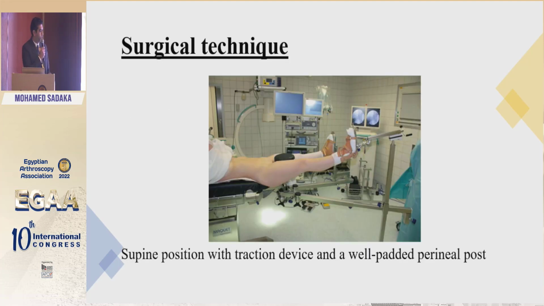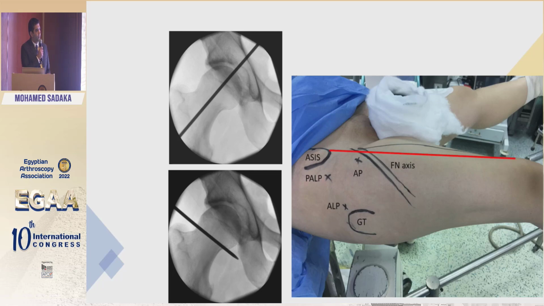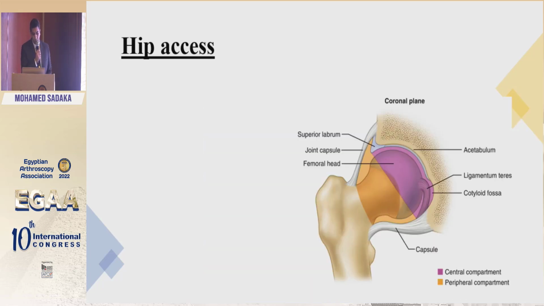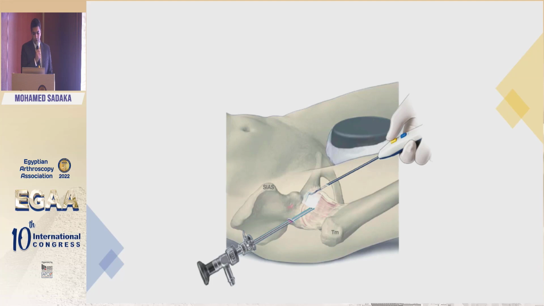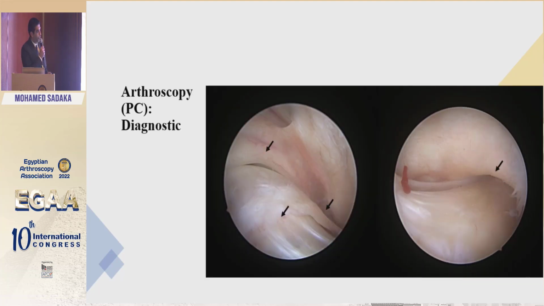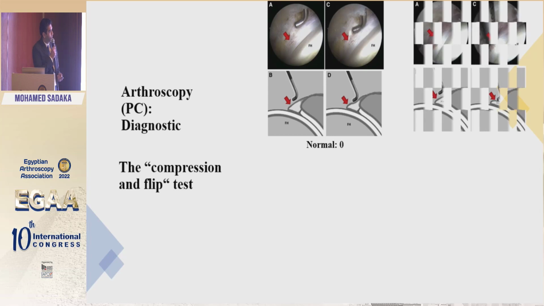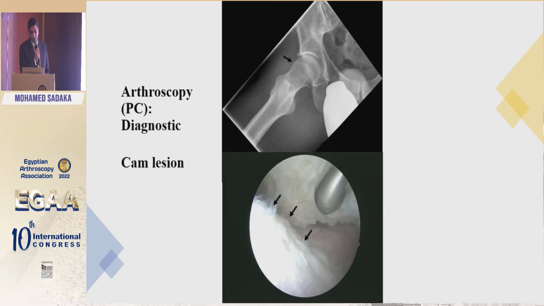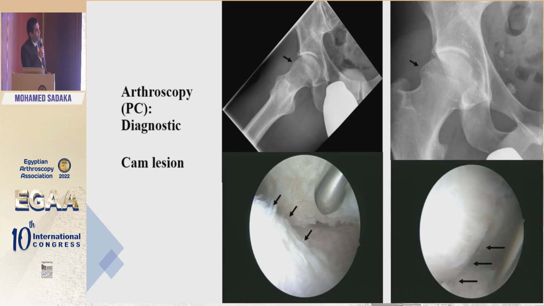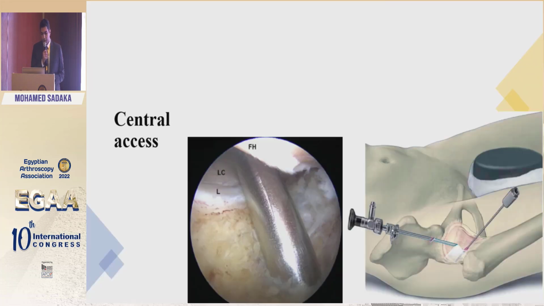Surgical technique briefly: supine position, traction, identification of landmarks, wrapping. All our patients were treated with the peripheral access first technique, which was developed by Professor Dienst and colleagues. Proximal anterolateral portal and anterior portal for the peripheral compartment. Peripheral compartment examination. The labral stability could be assessed from the peripheral compartment using the compression flip test, followed by cam lesions anteriorly and laterally. Cam resection. This is followed by central access and traction.